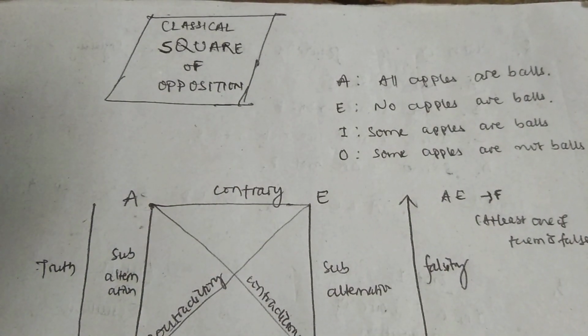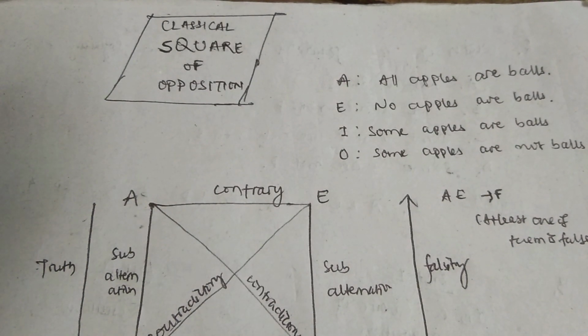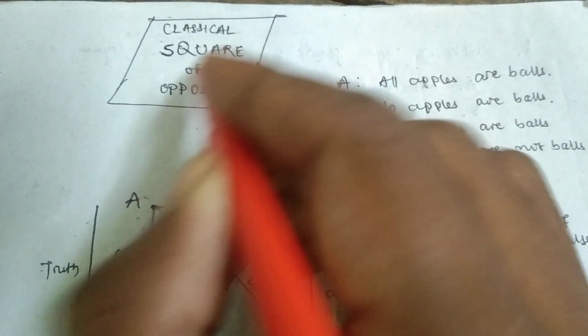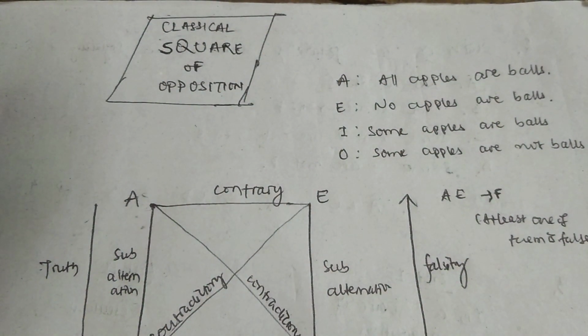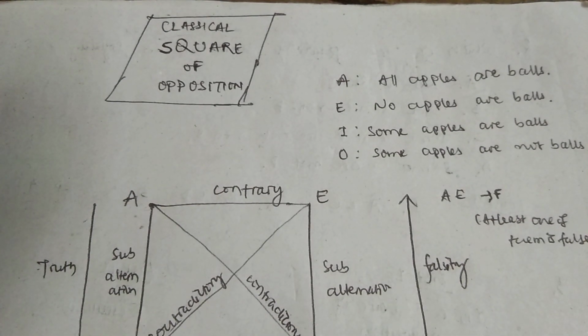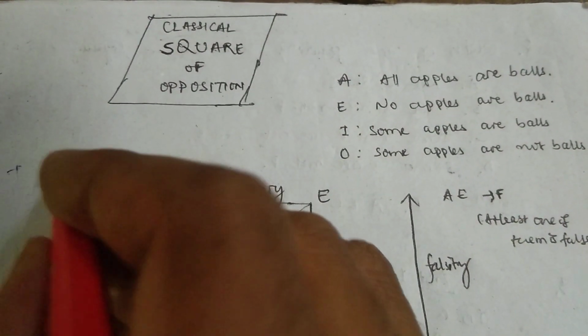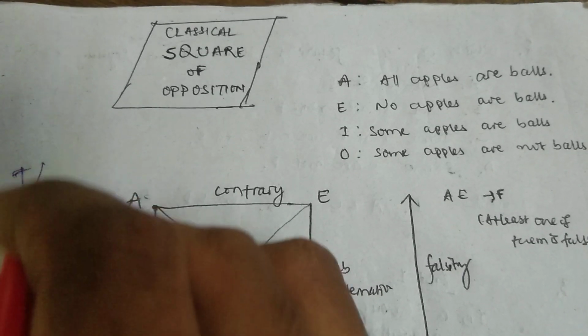Today we are going to discuss classical square of opposition, which is a very good topic of logical reasoning in UGC NET Paper 1, which is teaching and research aptitude. Here we will see classical square of opposition. What do we understand by classical square of opposition? It means there are some propositions. Propositions means statements. They have a truth value, either true or false.